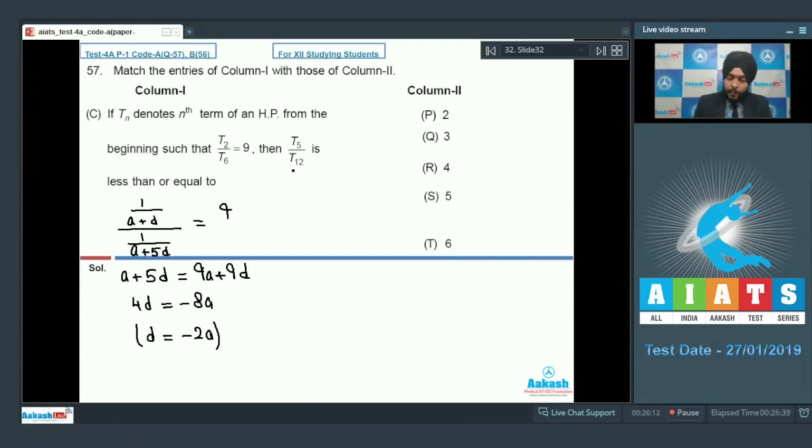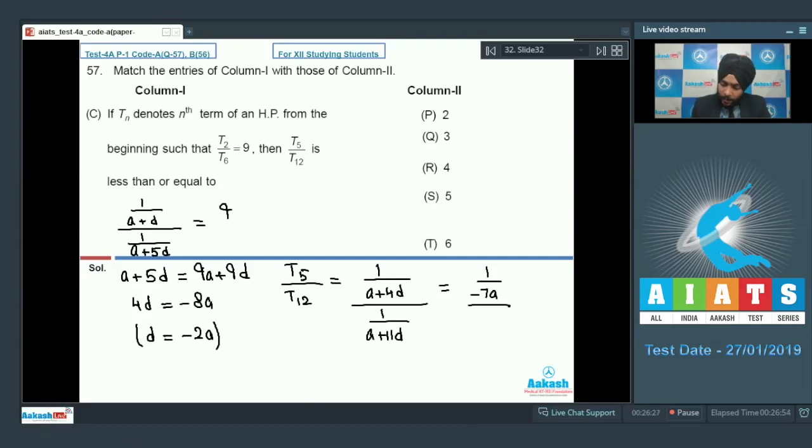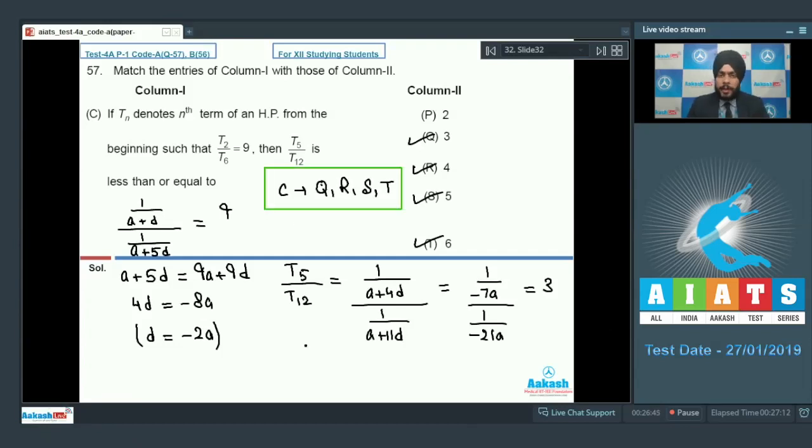Now I need T5 upon T12. T5 will be 1 upon a plus 4d and T12 will be 1 upon a plus 11d. So d is minus 2a. This is 1 upon minus 7a, upon 1 upon minus 21a. So that will be equal to 3. 3 is less than or equal to, so Q, R, S, T are the correct matches for option number C. Let us move on to D part.